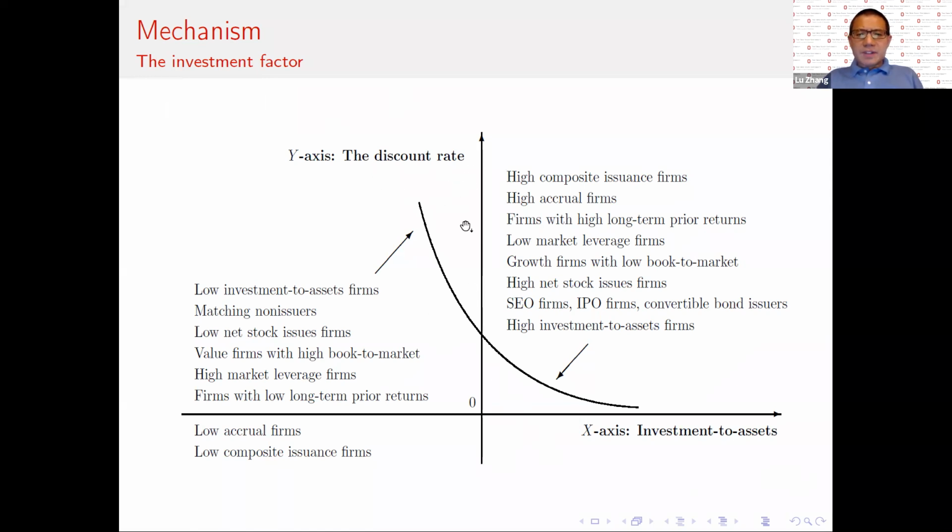On the vertical axis, we have discount rate, and on the horizontal axis, we have investment return. We just described that, based on the net present value rule in corporate finance, all else being equal, we're going to have a negative correlation between investment rate and discount rate. So high investment firms are located down here, and all else being equal, they're going to be associated with low cost of capital, therefore earn lower rates of returns going forward on average, whereas low investment firms, all else being equal, are going to have high discount rates and earn higher rates of returns going forward.